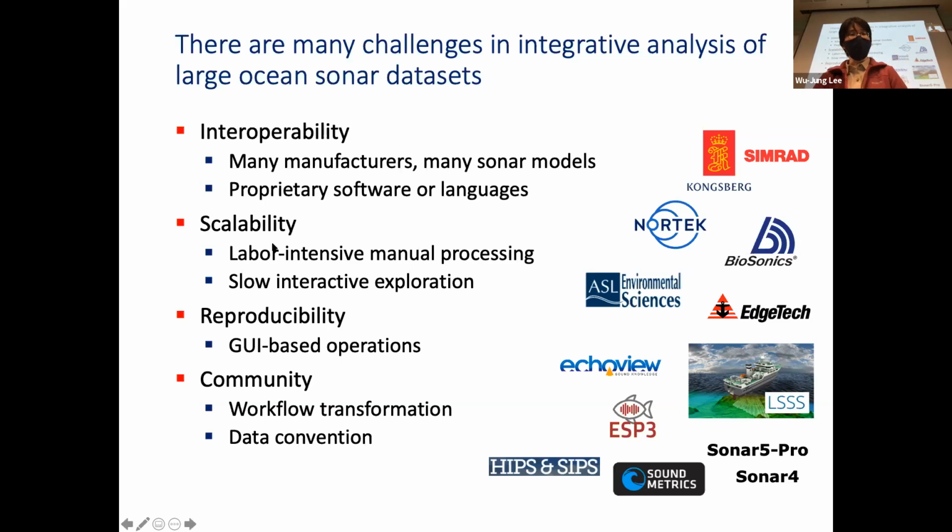There is also the scalability problem, because a lot of the existing echosounder data analysis methods are very labor intensive. They require a human expert to circle important features in the echogram, right? And also because the data is growing larger and larger, if we want to do interactive data exploration, it's typically a slow process. A lot of times people sit there and wait for the data to load, right? So that makes it a much more tedious and labor-intensive process than we want it to be.